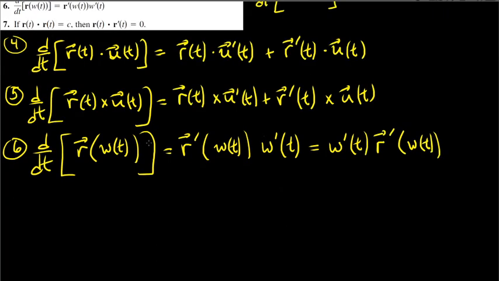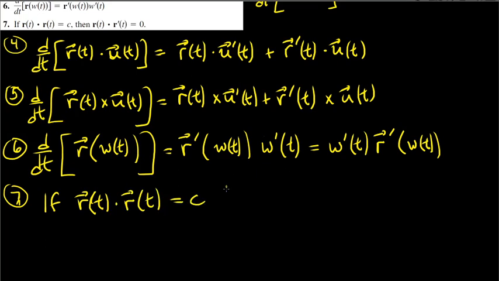Okay, and number 7, the last one, and this is kind of an important one. If the dot product of R with itself is equal to C, right? C is a constant. Then the dot product of R and its derivative has to be 0. The scalar 0, right? Not a vector 0.